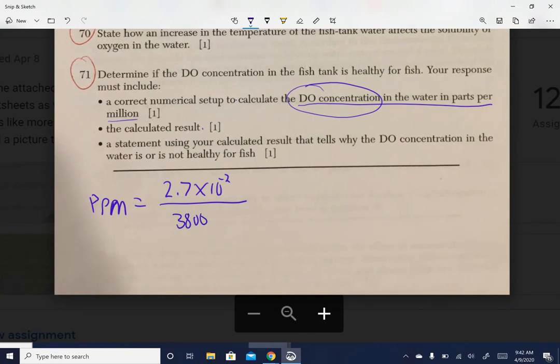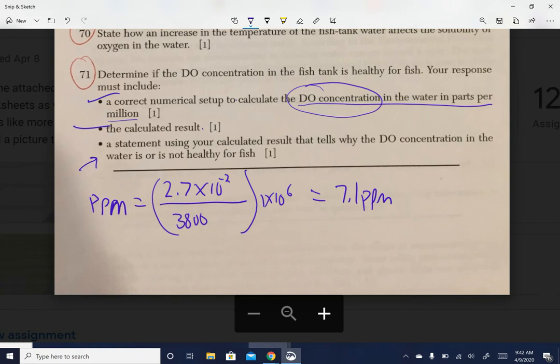3,800 is the whole sample mass times 1 million. And that equals, here we go. So we're going to go 0.027 divided by 3,800, and I get 0.0000711 times a million. And I know where this is going. Yeah, 7.1 parts per million. So there's the first tick, second tick there, bullet.